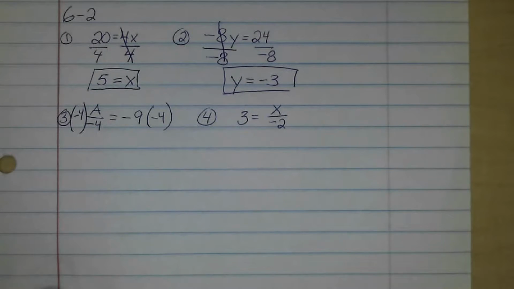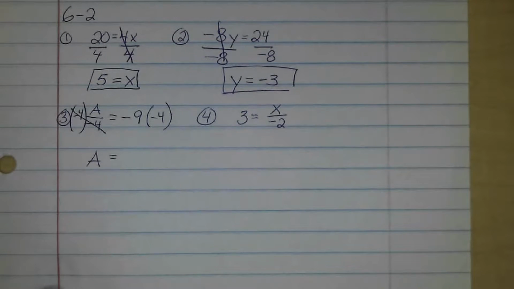On the left, the times 4 and divided by 4 cancel. And on the right, negative 9 times negative 4 is going to be a positive 36. This is positive because both signs are the same. Negative times negative is positive. Question 4, we're going to multiply both sides by negative 2. On the right-hand side, the negative 2's cancel. And on the left-hand side, negative 2 times 3 is negative 6.